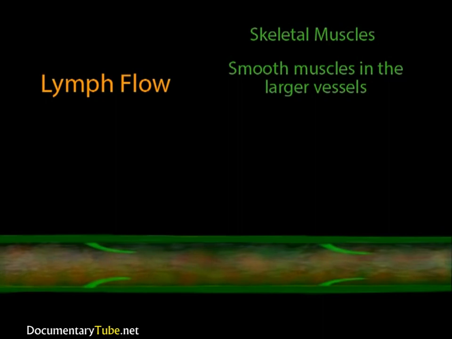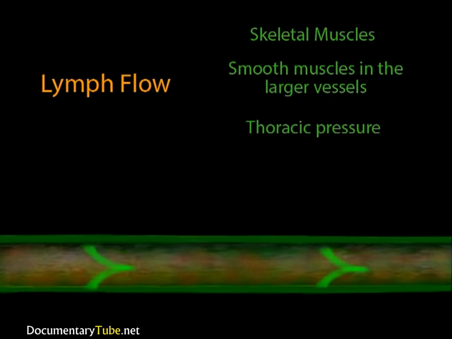Also, when we breathe, pressure changes occur in the thoracic region. When the thoracic pressure drops, that tends to pull lymph into the thoracic duct. One-way valves prevent the lymph from flowing backwards.